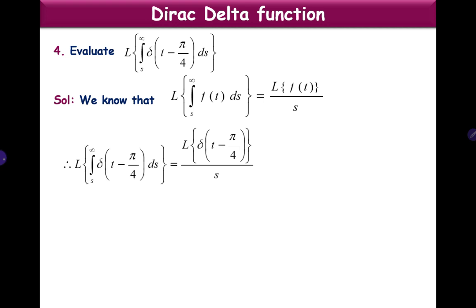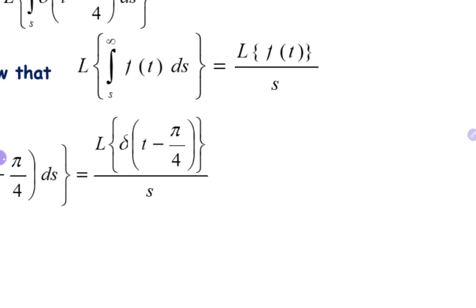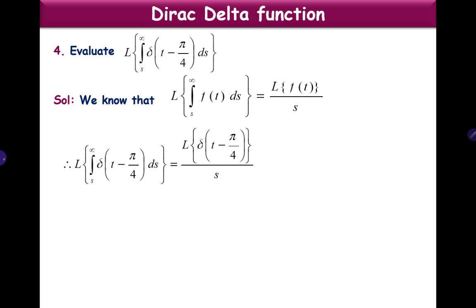Therefore, Laplace transform of integral s to infinity delta of t minus pi by 4 ds is Laplace transform of delta of t minus pi by 4 by s. Just applying this formula. What is Laplace transform of delta of t minus pi by 4? It is e power minus pi by 4 into s, because Laplace transform of delta of t minus a is e power minus as. Here a is pi by 4. Therefore, this is e power minus pi by 4 s by s. So this is Laplace transform of the given function.